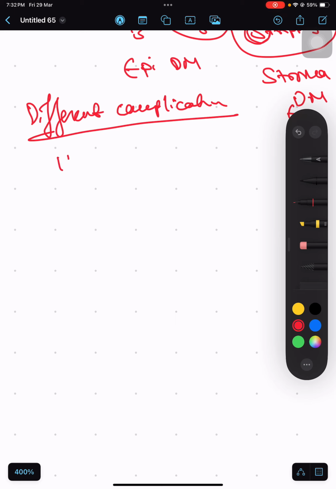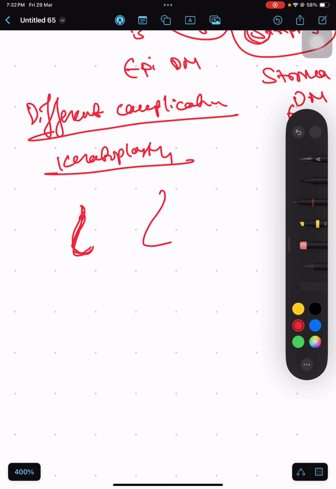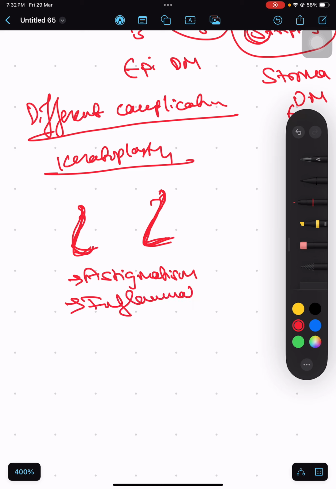Different complications of keratoplasty. Remember, we are taking this cornea, around 0.5 millimeter, and transplanting it to someone else's eye. So the corneal thickness may slightly differ between individuals. Because of that, there might be astigmatism. We are doing a surgery in the eye, and any surgery in the eye may lead to inflammation.